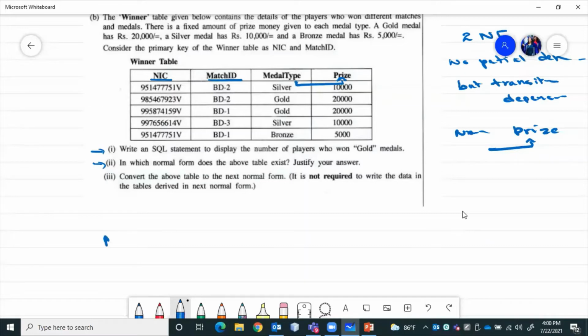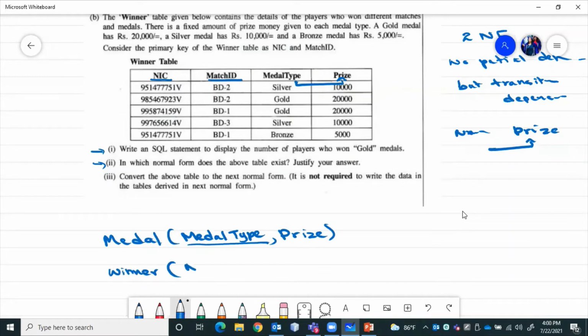We can have a table called medal, and there we could have the medal type. The price is depending on the medal type, so we can make it the primary key and include the price there. Then we can have the winner table, with NIC and match ID as the primary keys, and then we take the medal type as a foreign key. Now the relation is in the third normal form.